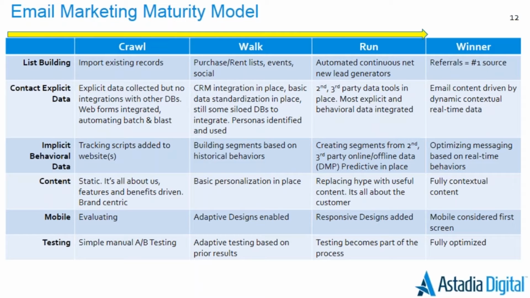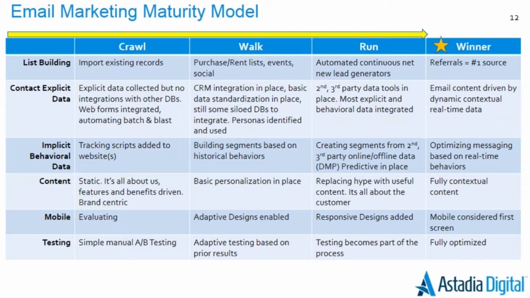So for instance, how are you using online and offline data when building segments? Are you using responsive email templates, and are they optimized so they can adjust to the recipient's screen and device? Are you able to dynamically build and use your content based on who the end user is and what profile or persona they fit?